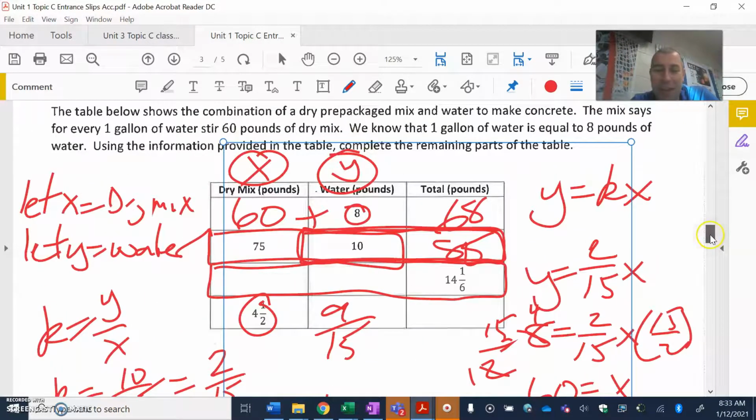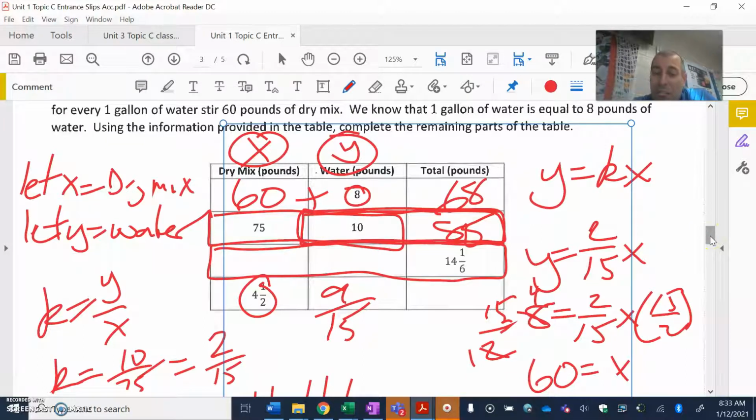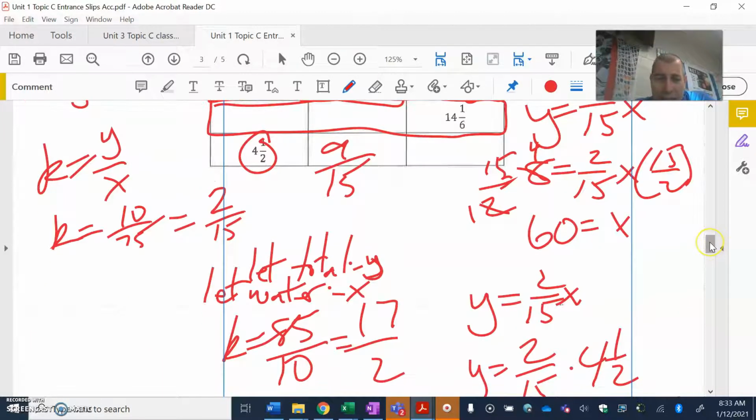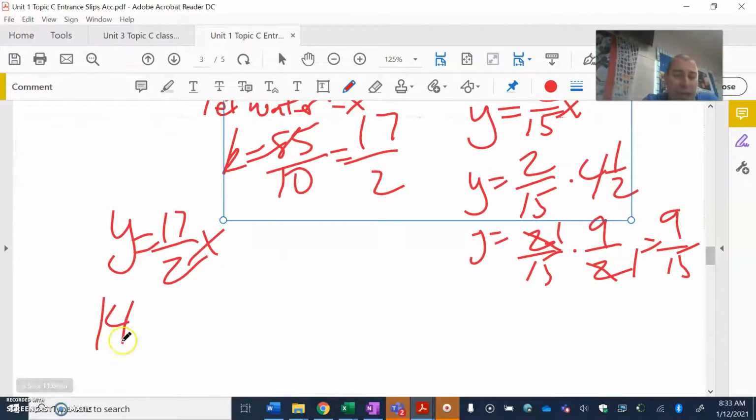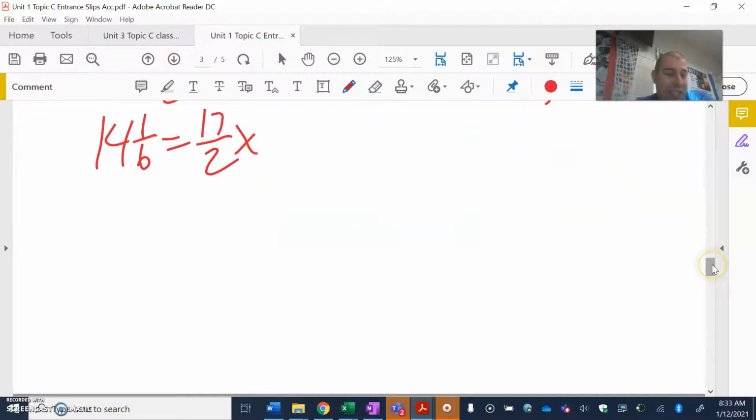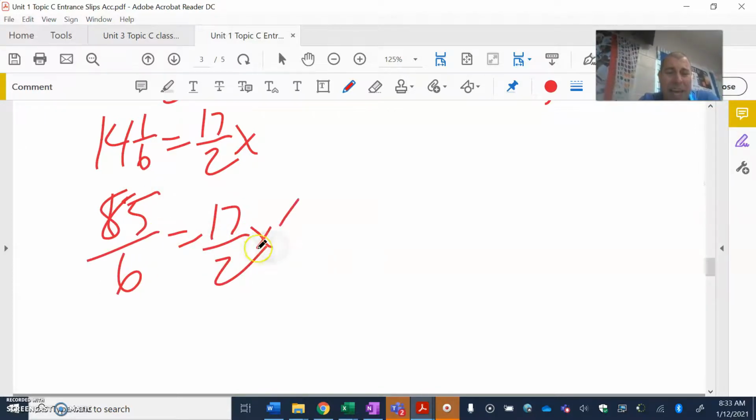So what that allows me to do now is, 14 and 1/6. Wait, that's the total. We call that the y. So you're going to plug the 14 and 1/6 in for the y. Again, we're consistently solving one-step equations here. If you're grabbing a calculator here to do the 14 times 6, all right. Let's see here, 6, 84, 85/6. Yeah, all right. Equals 17 halves x.